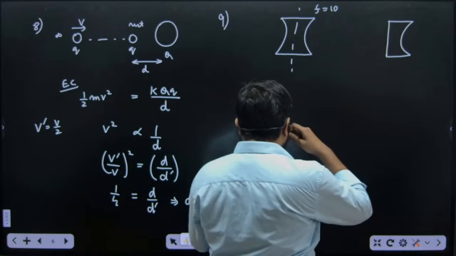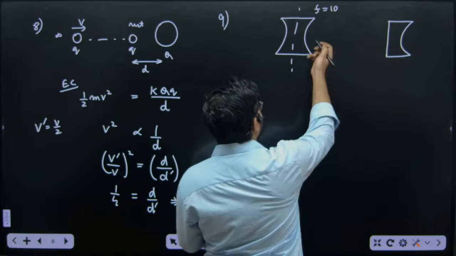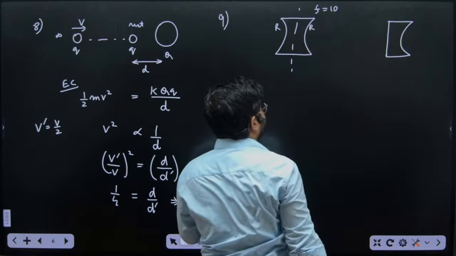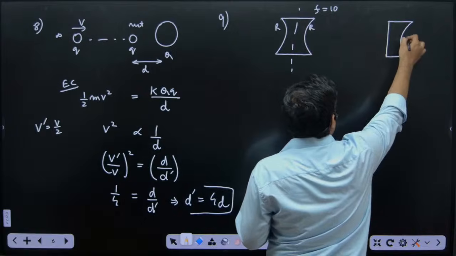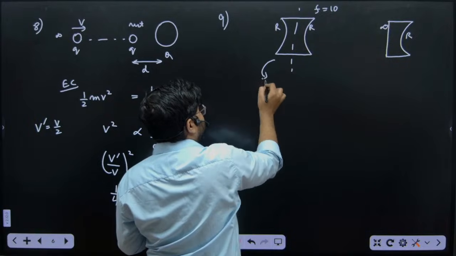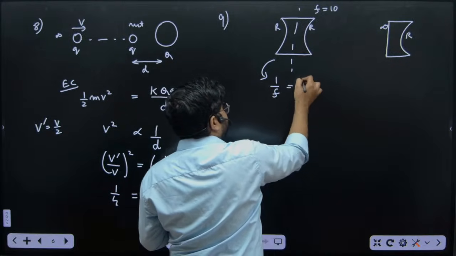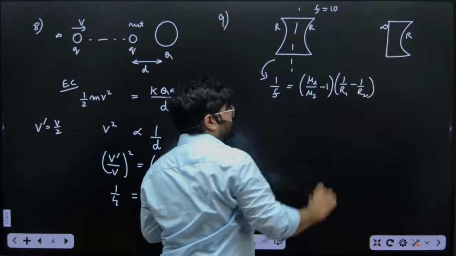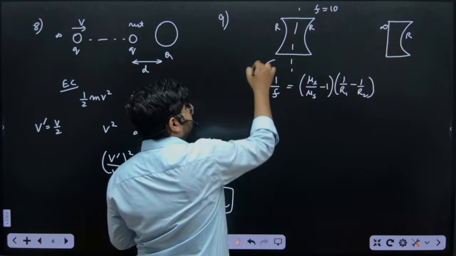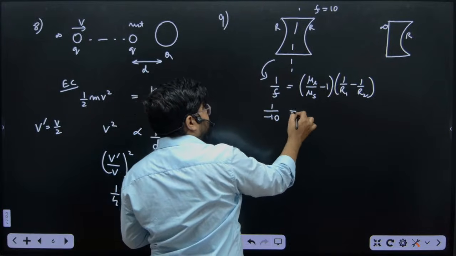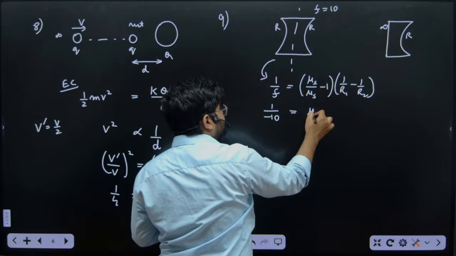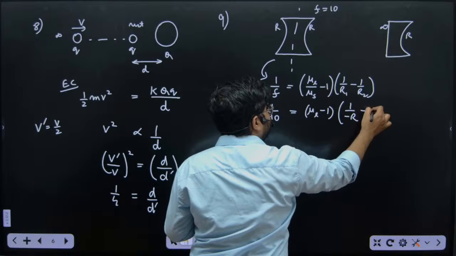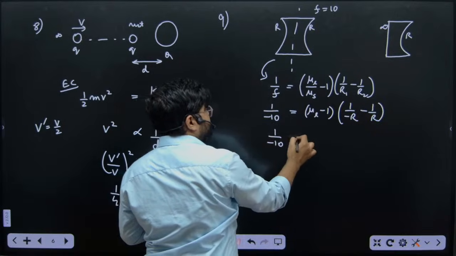So cut into two identical plano concave lenses, the focal length of each lens will be? Okay, we can do this. So we'll consider them like this, R and R. Now with one radius infinite, we know what the expression will be: 1/f = (μ of lens / μ of surrounding − 1)(1/r1 − 1/r2). So what equation can we write for this? 1/(−10) — let's take the surrounding as a constant 1, it will be easier to write. And we can write r1 is −r and r2 is +r, so this can be written like this.